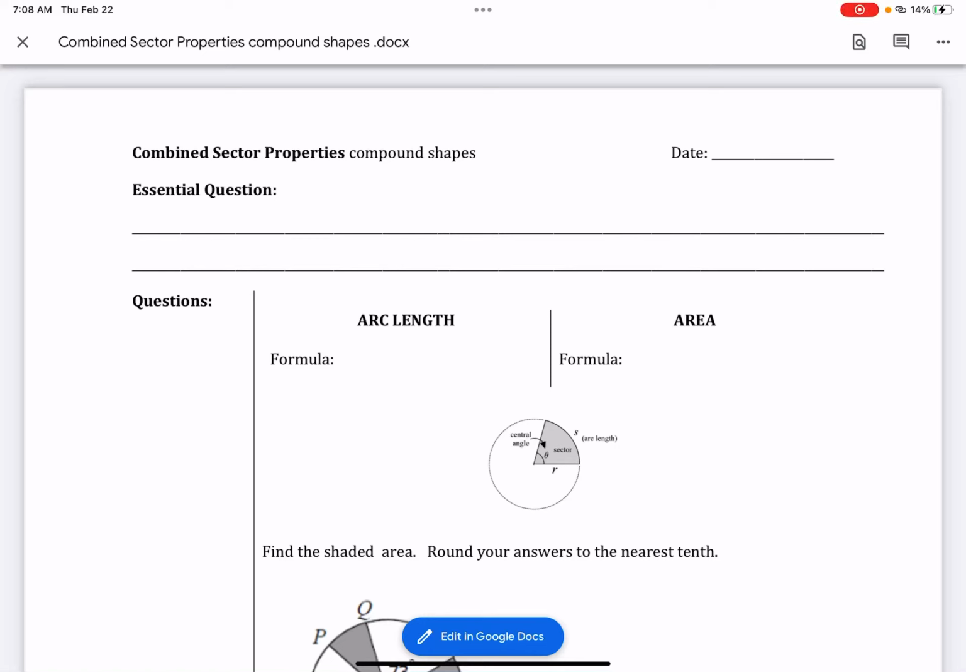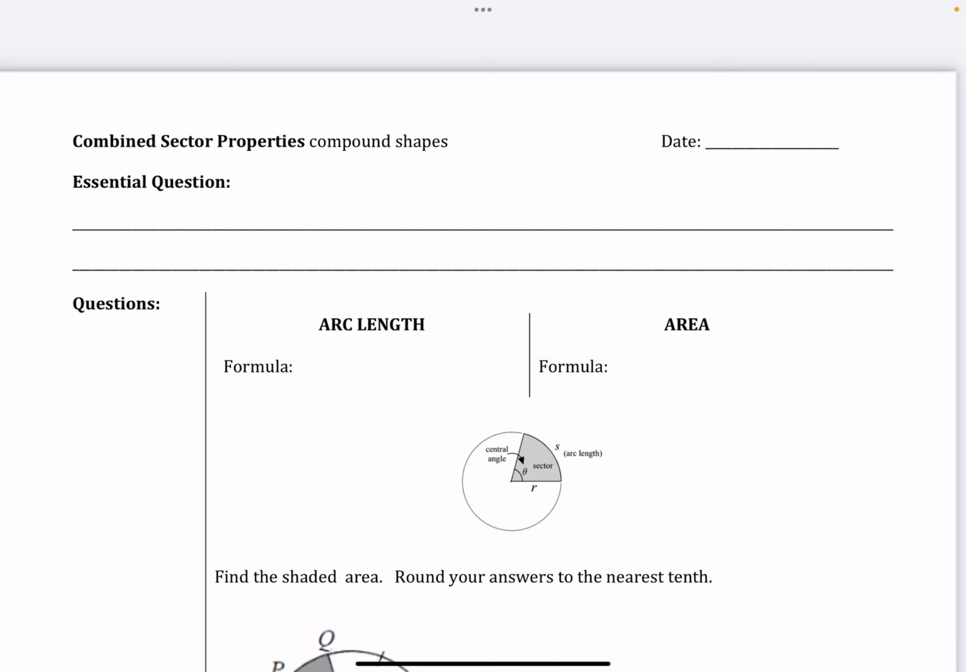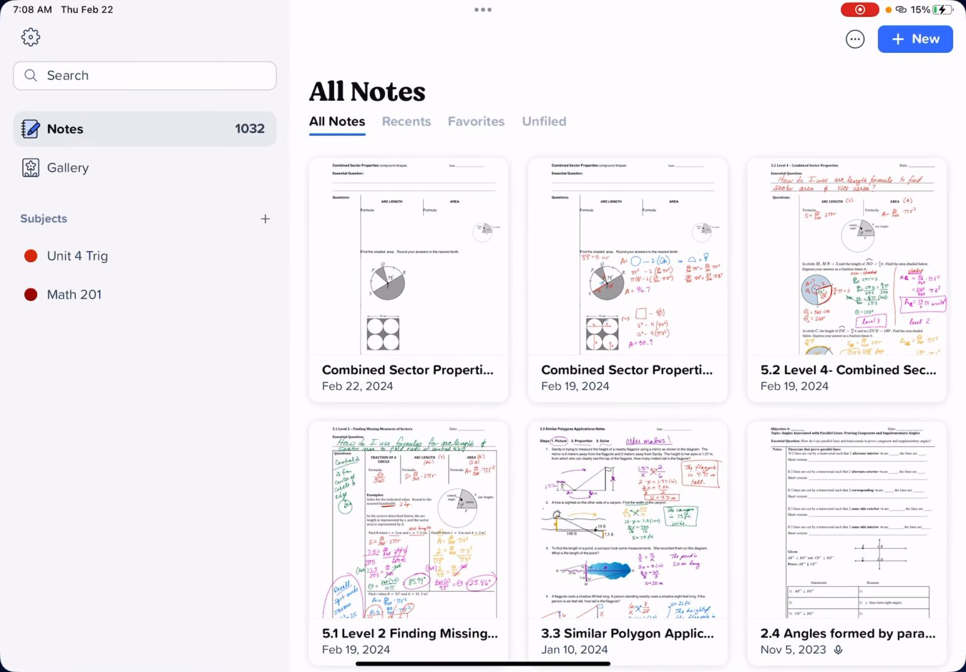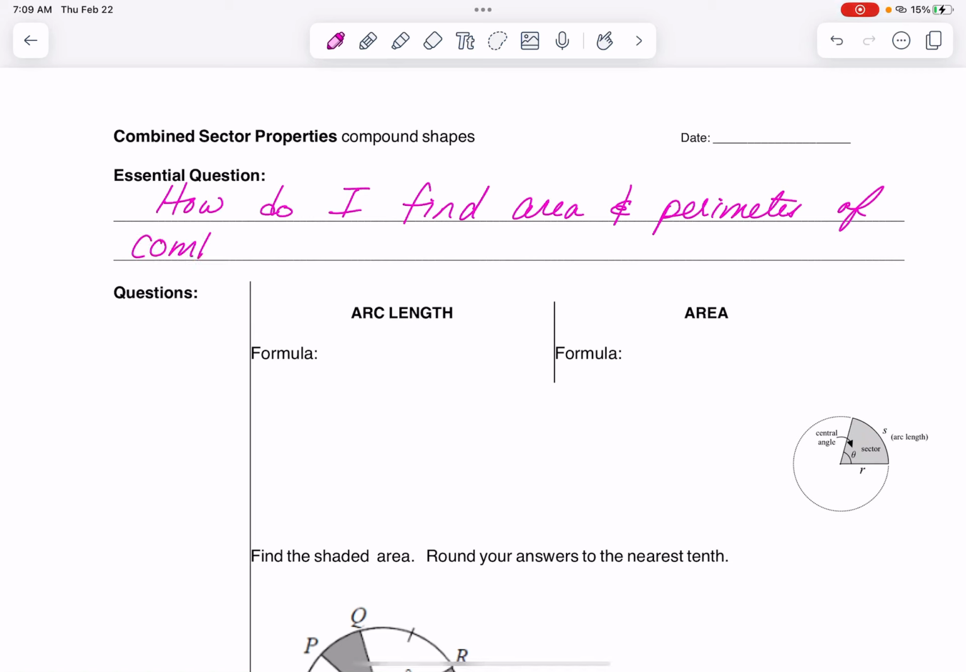This is level 4, combined sector properties. So our essential question is, in the right program maybe, how do I find area and perimeter of combined figures?